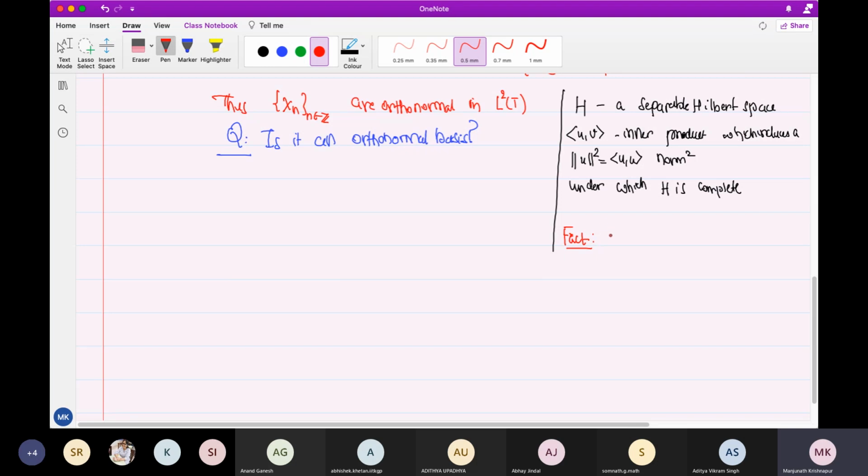But the fact is that such a Hilbert space H will have an orthonormal basis. There exists, by no means unique, an orthonormal basis, let's say Vn. Here, since I don't have any particular reason, I'm indexing them by 1, 2, 3, and so on.